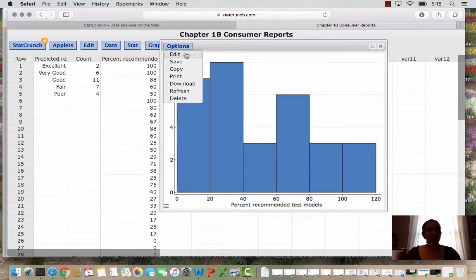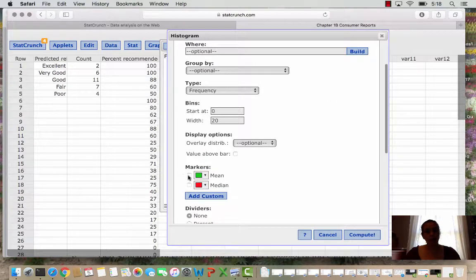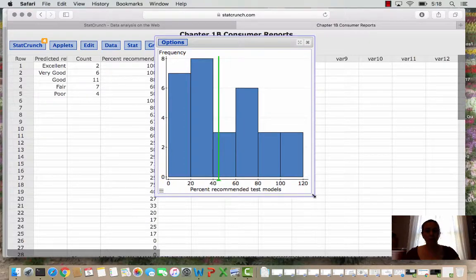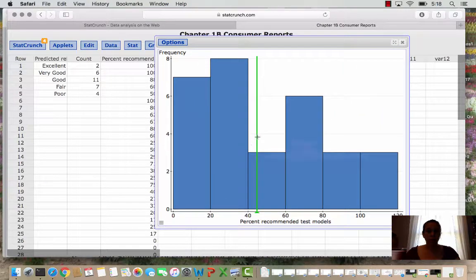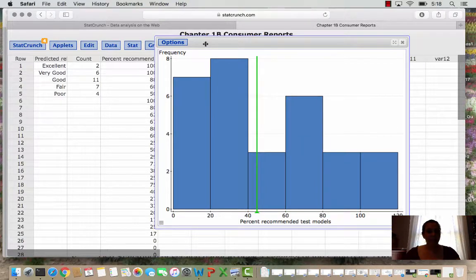In options, you might have noticed we could have checked markers for the mean and the median. So the mean is the average. If I want to see what the average is, I can check that box, and when I compute, I can hover my mouse over this green bar and it tells me the mean, or the average, is 44.9. So that's the average of all of these cars in the list.